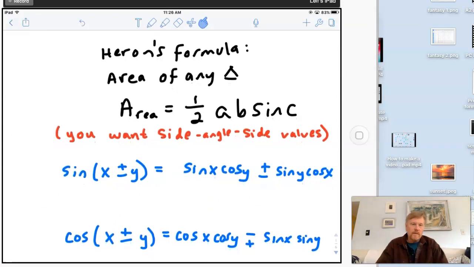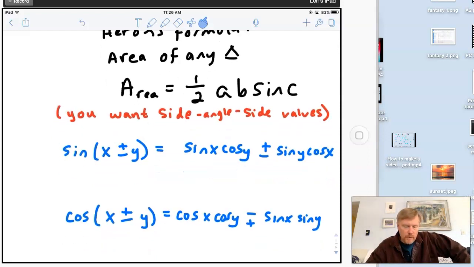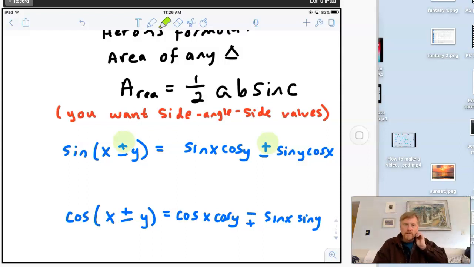And then we also have these two formulas for the sum and difference formulas for sine and cosine. We went over these in the last video. Just a reminder, if you're using the addition at the top here, then I'm using the addition there. And if I'm using the subtraction between the x and the y, then it's the subtraction between sine x, cosine y, and sine y, cosine x, okay? And the same thing for the cosine.